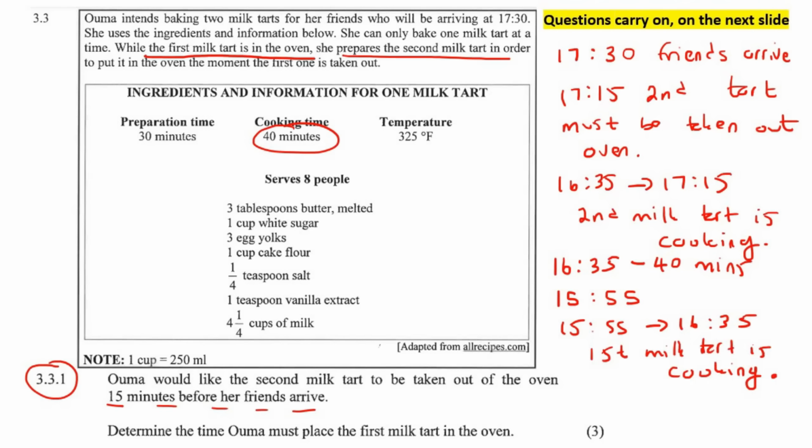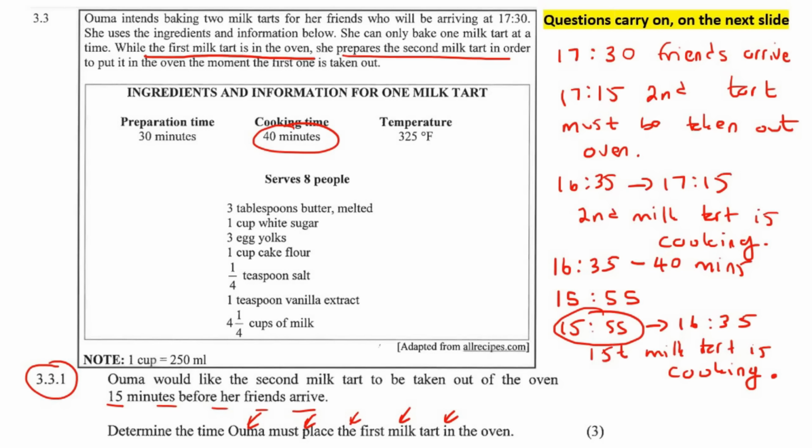Okay, and then remember, while the first milk tart was cooking, she wasn't just standing there and chilling on TikTok or looking at her Instagram reels. She was busy preparing the second one. So that's why we don't have to worry about this time, because she was doing it while the first milk tart was cooking. So we don't have to add any time there because she was saving time. Okay, so it says here, determine the time that Oma must place the first milk tart in the oven. So that would be at 15:55.